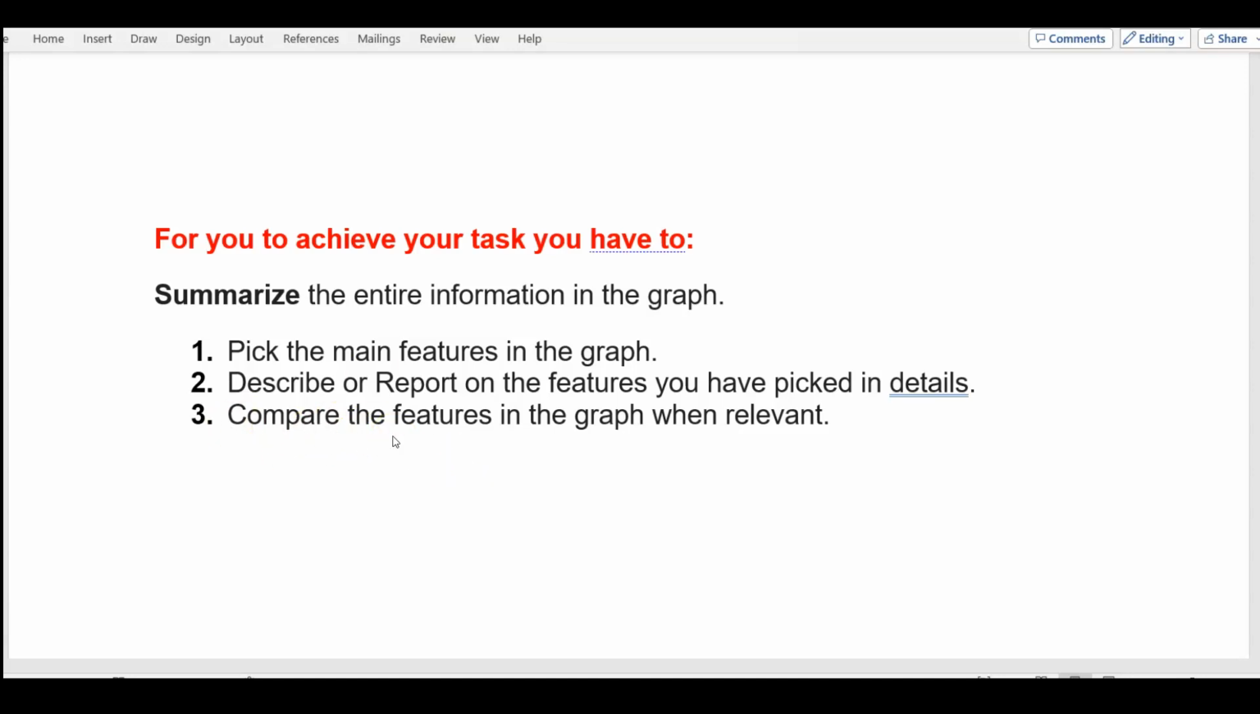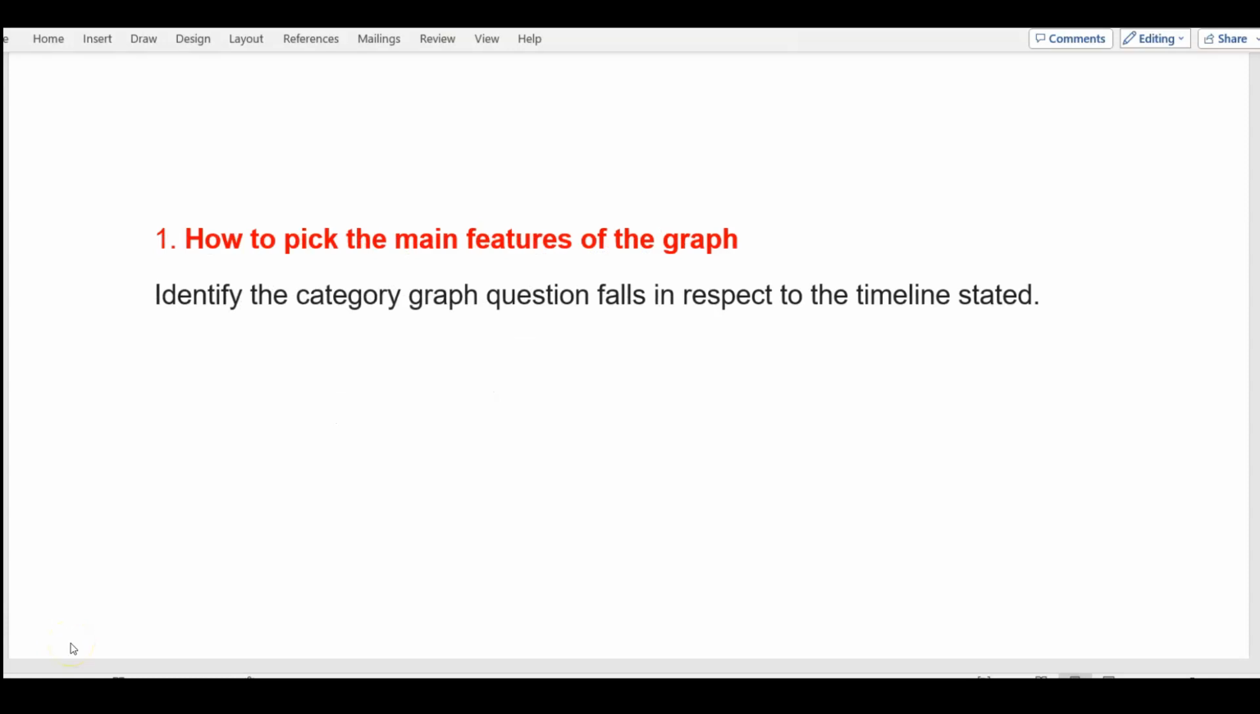So for you to achieve the task that you need in Task 1, you have to summarize the entire information by picking the features, reporting those features, and comparing the features as necessary. Okay, so you need to do all that. So let's go on to how we can pick out the main features in the graph.